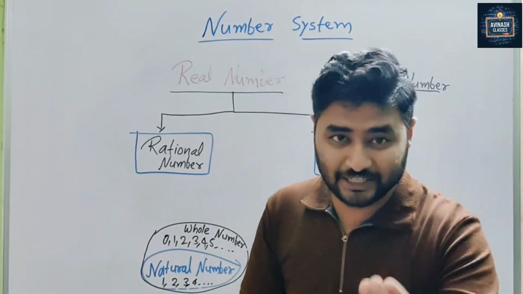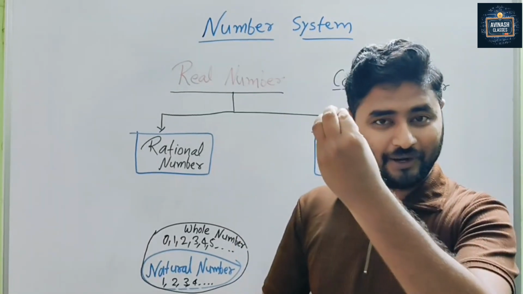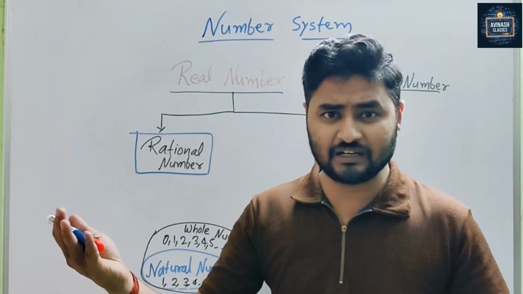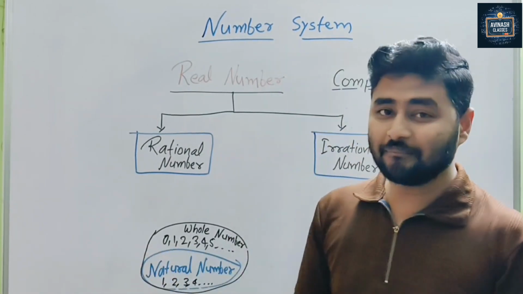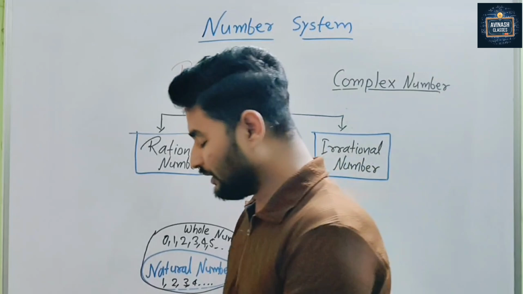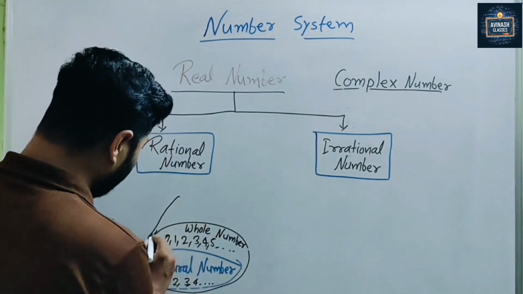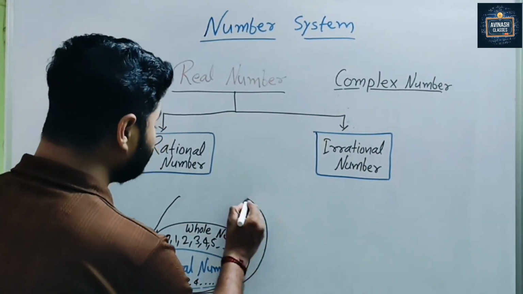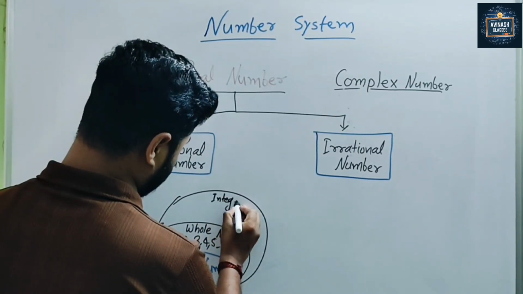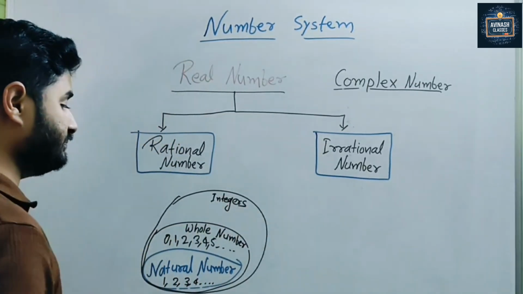First natural number, after that whole number. Natural number is what? Counting number, sir. It starts with 1. Now whole number is natural number with 0. Now next one, what comes? Integers. What comes? Integers. Okay.